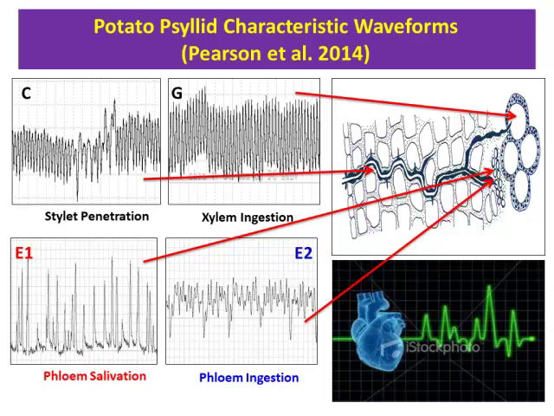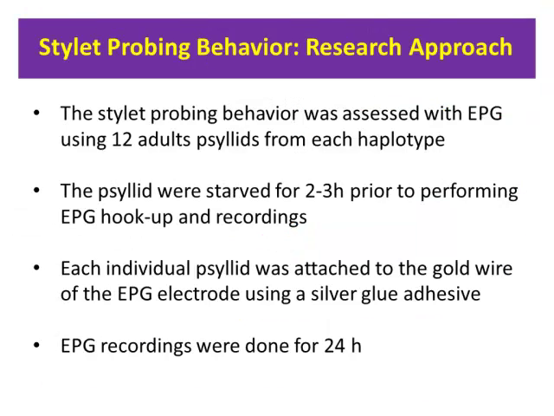When Cole did this study, he used insects from Texas, which are presumably central. So the issue is that now we have northwestern, western, and southwestern. Do they have the same behavior? We just tried to look at this. So what we did was take 12 Psyllids from each haplotype, and these adult insects were starved for about 3 hours before they were hooked to the EPG machine.